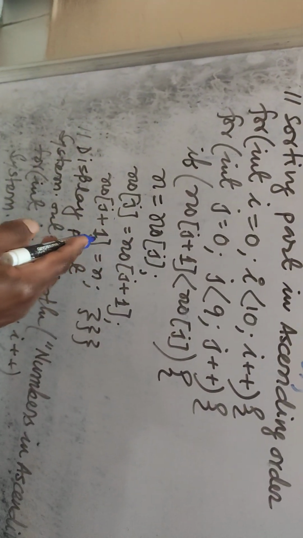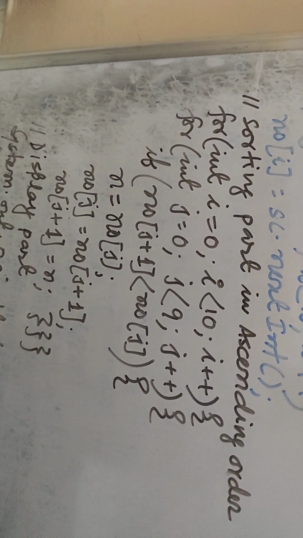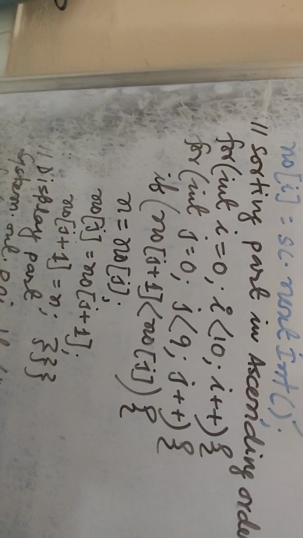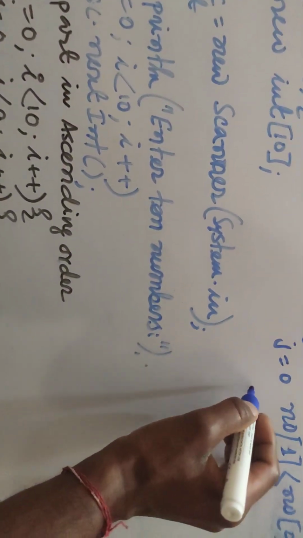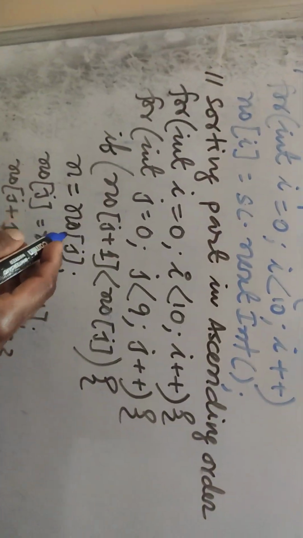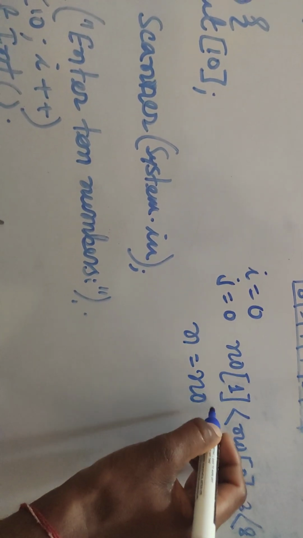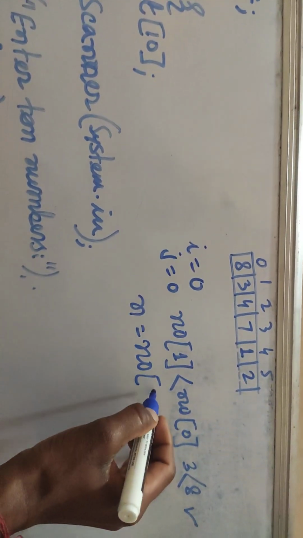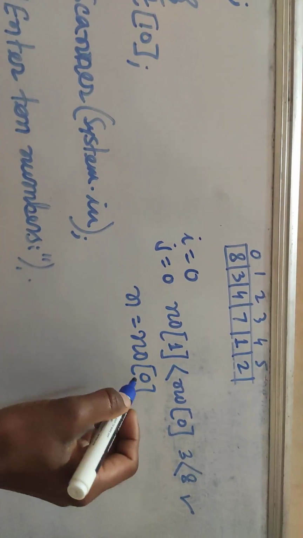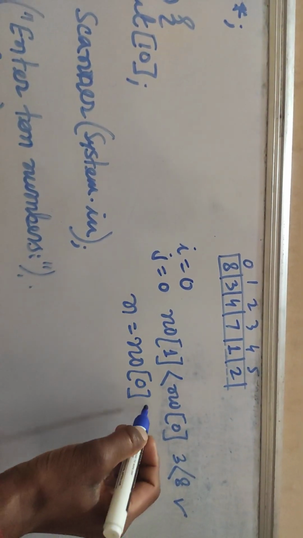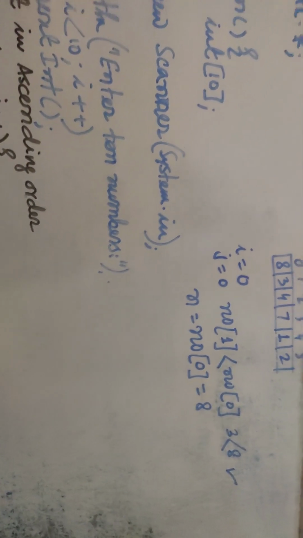When it is true, now see the swapping will start. The exchanging of the value. The value will exchange their positions. See, n equal to number of j. Number of j means what? 0. In number of zero position, which value is there? 8. So we have picked 8 into n.